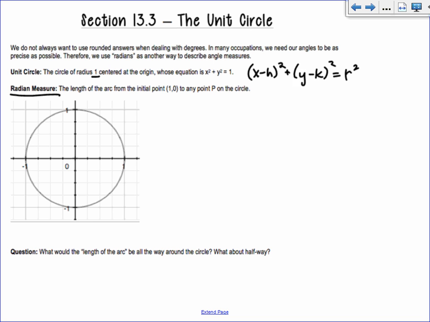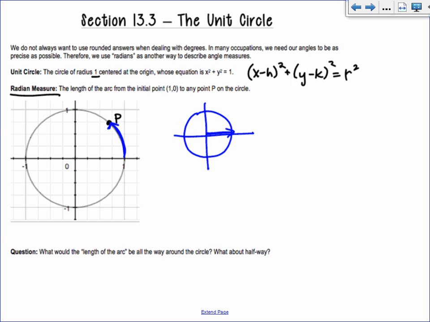Okay, so when I talk about the radian measure, it's basically going to be the length of the arc to any point P along the circle. So if I talk about this distance right here, this length of the arc, that is my radian measure. Okay, it's telling me how much I'm opening on a circle of radius 1. Okay, so if I want to talk about 0 radians, that's like this is just totally flat. 0 radians would be right there. It's just totally flat. It's not open at all.